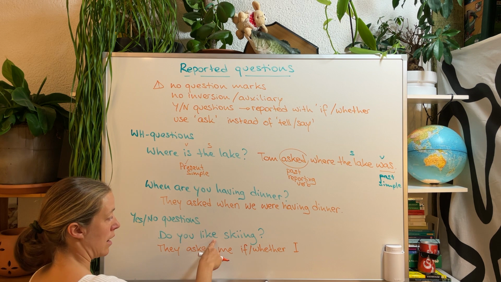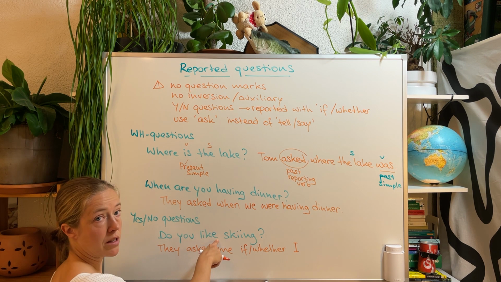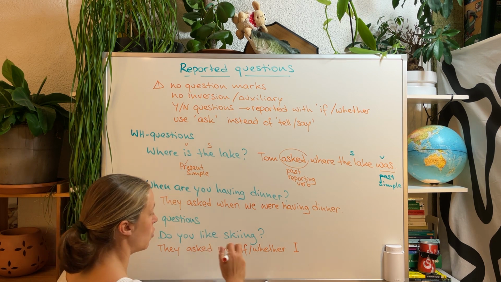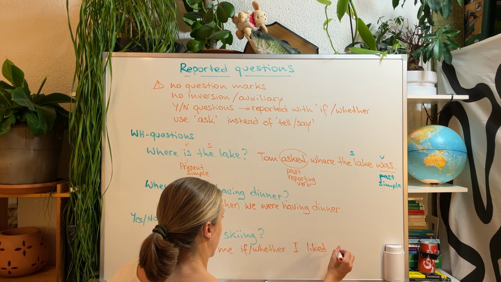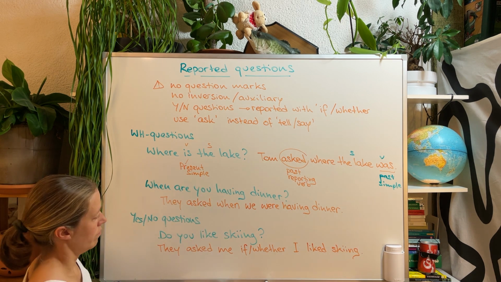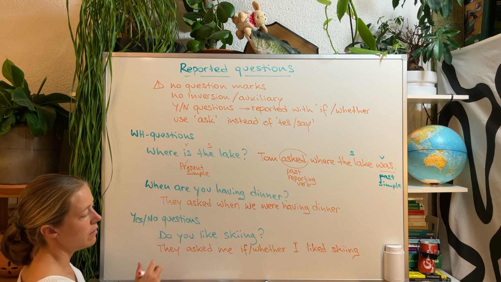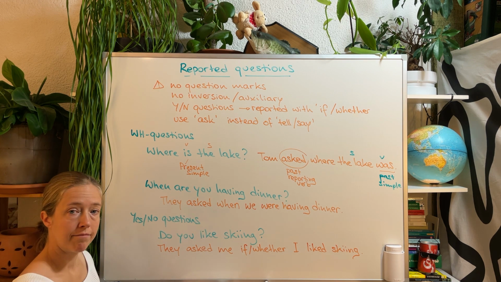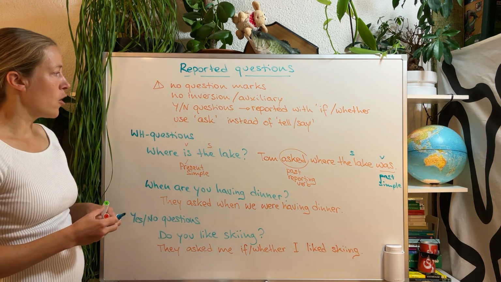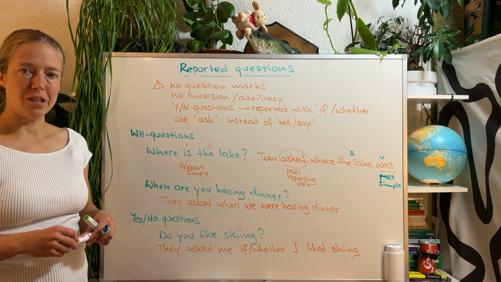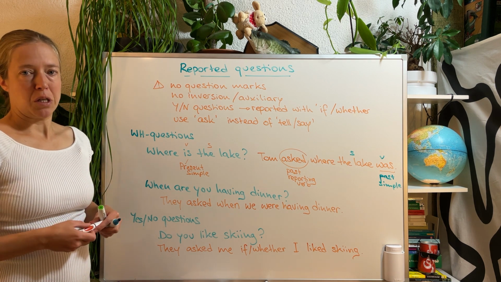Et là, c'était hier. Du coup, like is in the present simple. Eh ben, on va l'écrire au past simple. If I liked skiing. Do you like skiing? They asked me if or whether I liked skiing. Okay, so I hope you understood how to report questions and to report speech in general.